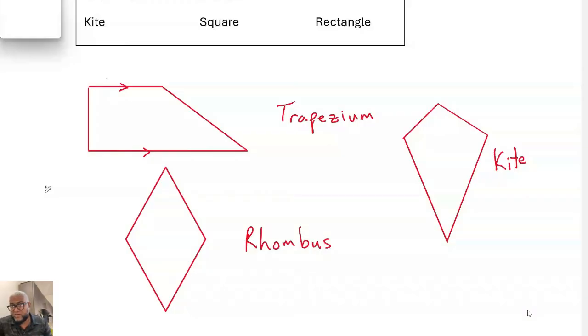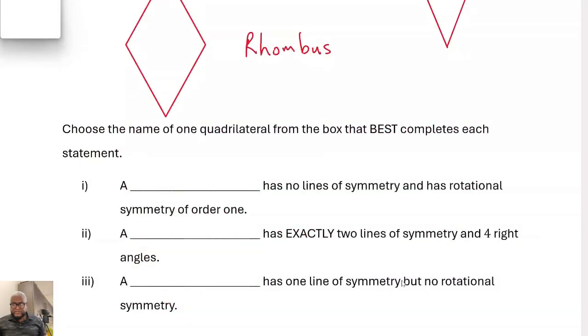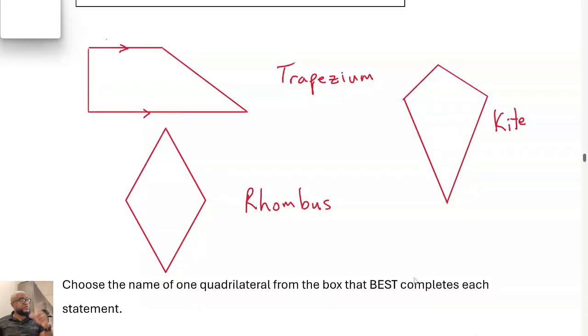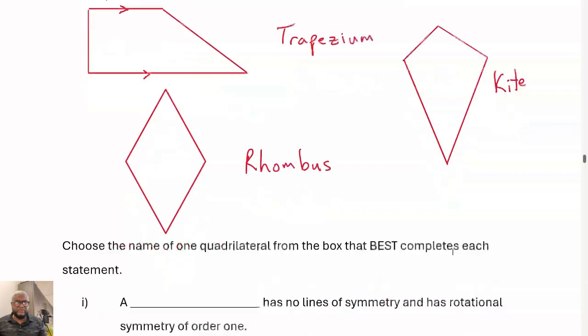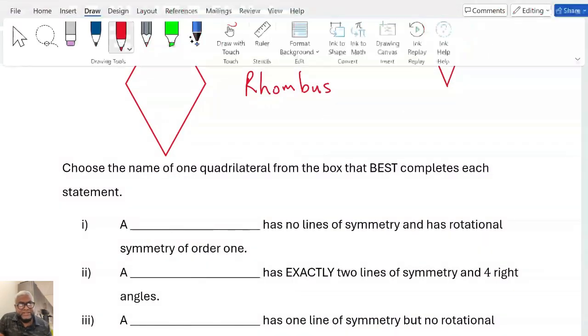Right, so this here is your kite. Which one of these have no line of symmetry? You all know what symmetry means? It cuts it in half, right? Which one of them? Trapezium. So we put it in trapezium here, right?